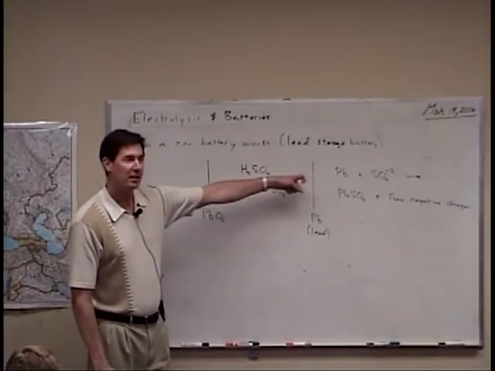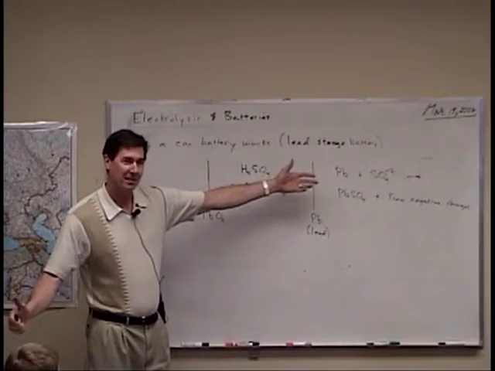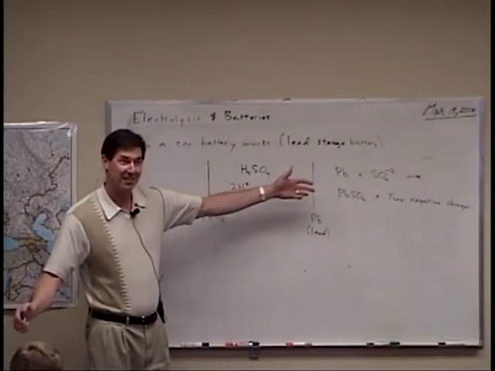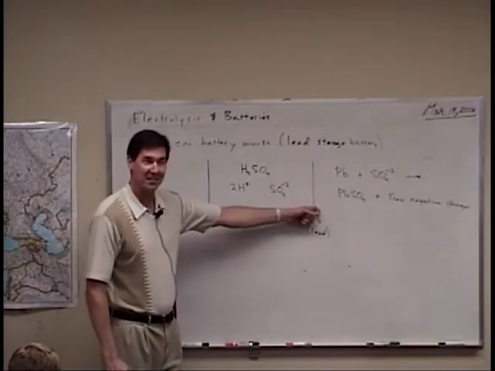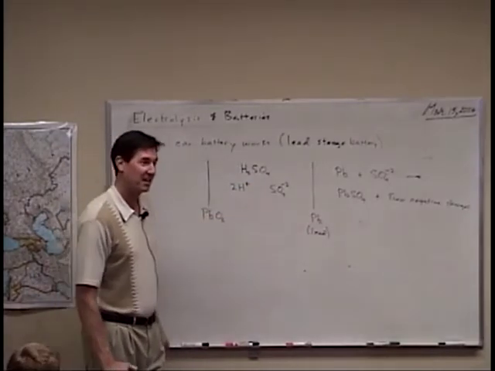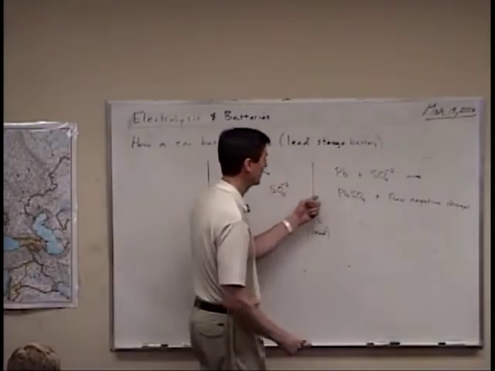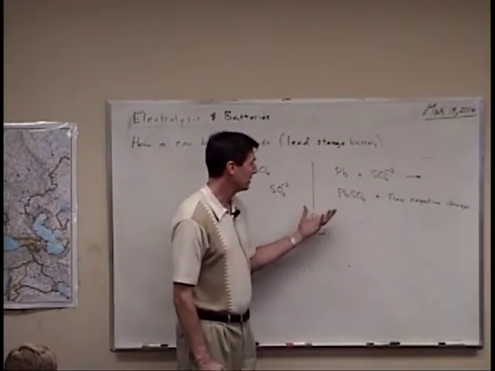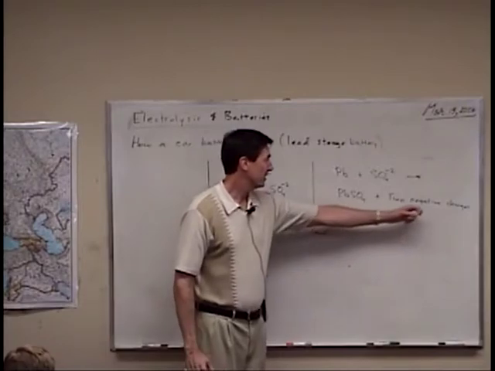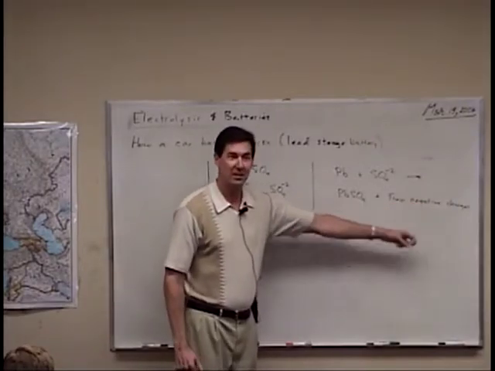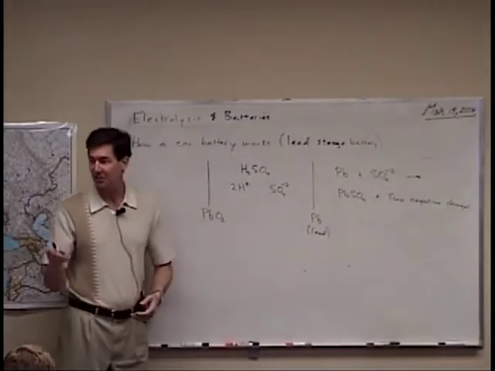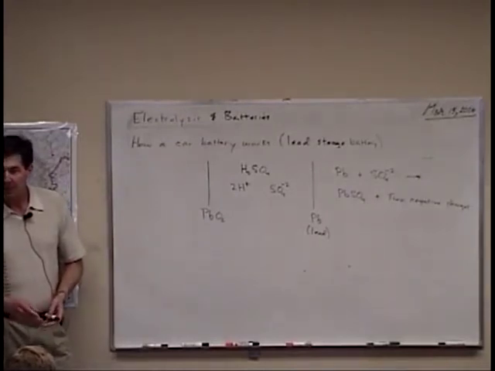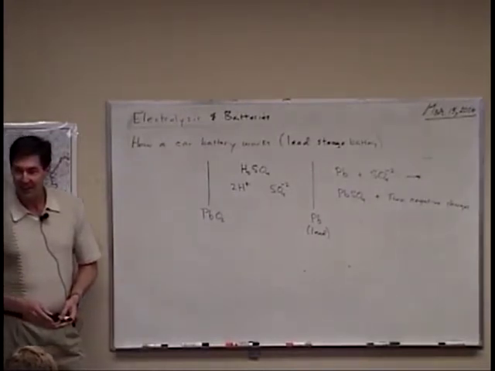So this plate becomes negatively charged. This is the negative plate. The chemical reaction that's going on at the surface of this plate is going to generate negative electricity. Yes, Troy. PbSO4 is just the residue that's left on each of the plates.